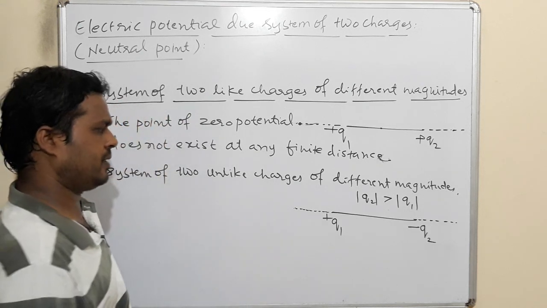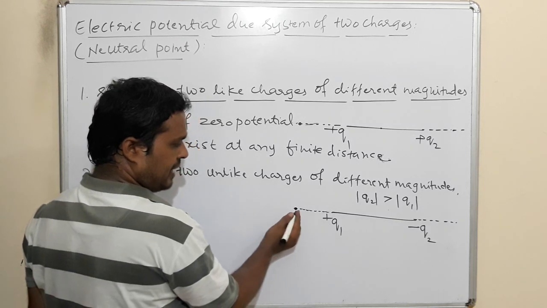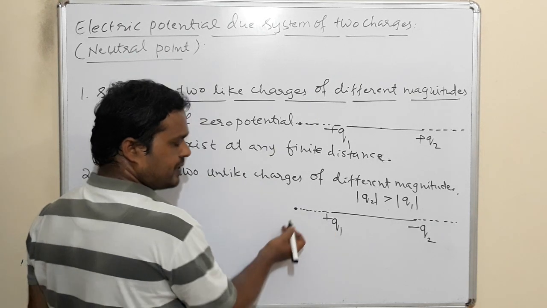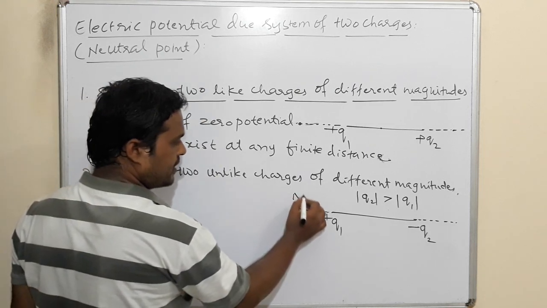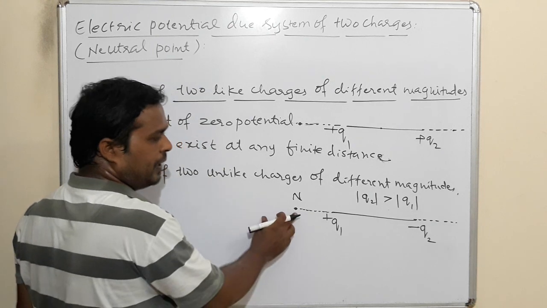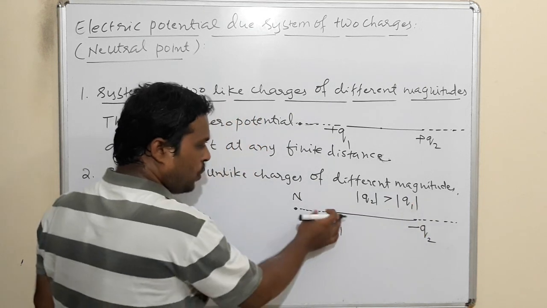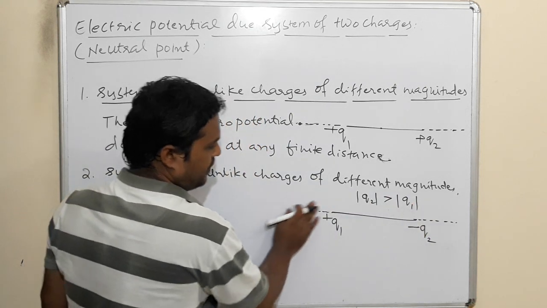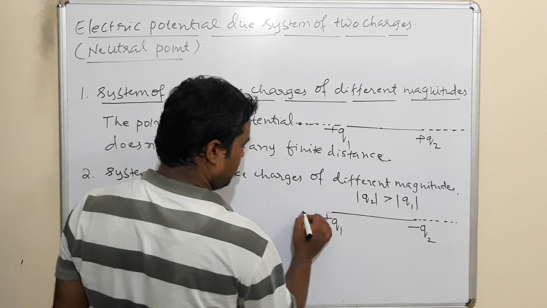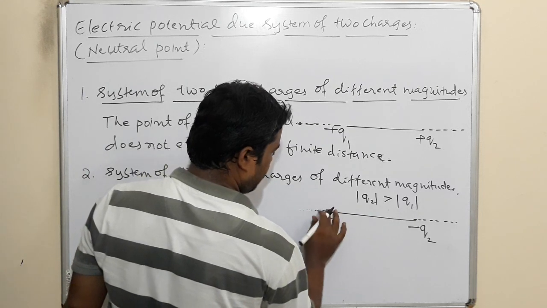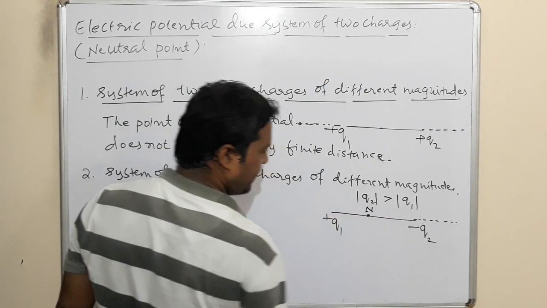Then where does the neutral point exist? The neutral point exists outside also. See, at this point the potential due to this charge will be plus and the potential due to this charge will be minus. That means a neutral point exists outside. Why am I taking this side? Why not this side? Because Q1 is on the less side. If Q1 is less, let us say this is plus Q1, this is plus Q2. If I say that the neutral point exists, let us suppose, in between, here.